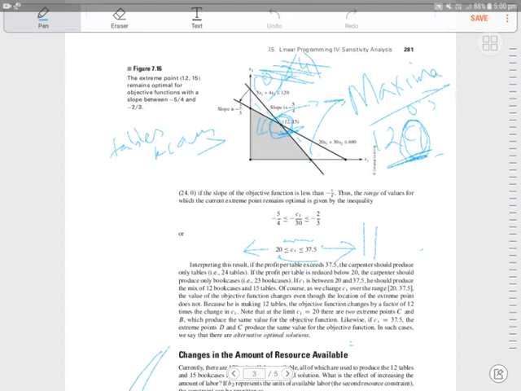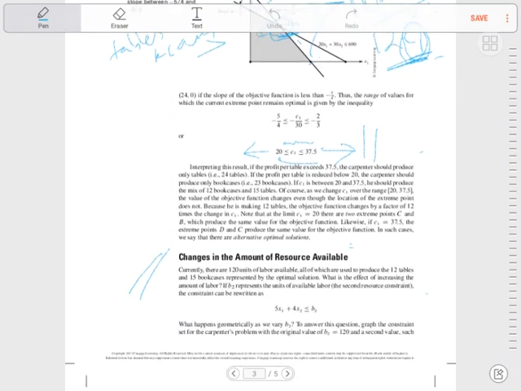Study the change in the optimal value of the objective function when there are changes in the amount of resource available. In the carpenter's problem, one resource was the material itself, that was the lumber, and another resource was the labor. Corresponding to these two resources, there were restrictions, so corresponding to this we got one constraint, and corresponding to this we got another constraint.